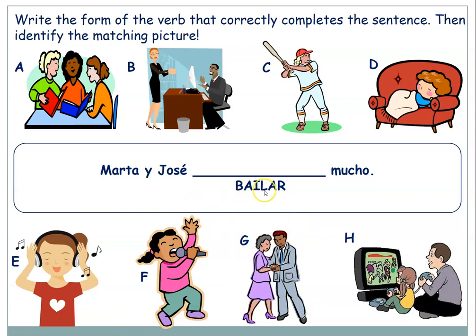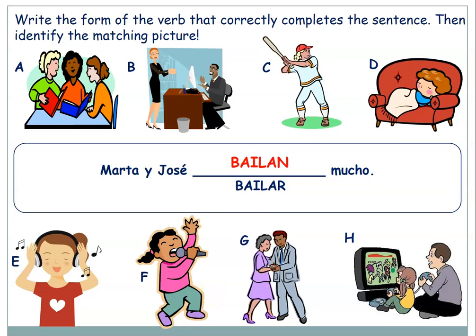Okay. However, I just can't say bailar. I have to make bailar fit Marta y José. There's 2 people talking about they dance a lot. So I'm going to use the AR ending form of an. Bailan.